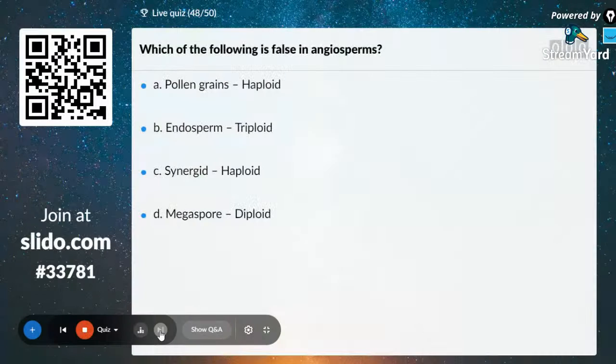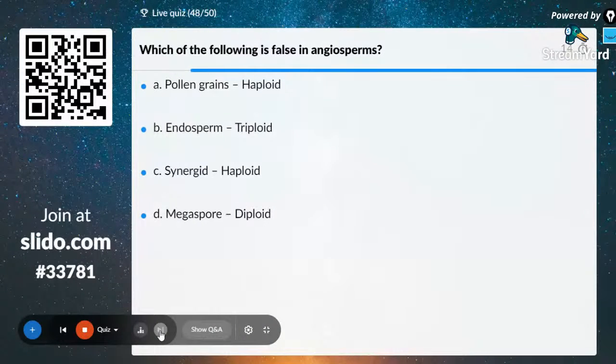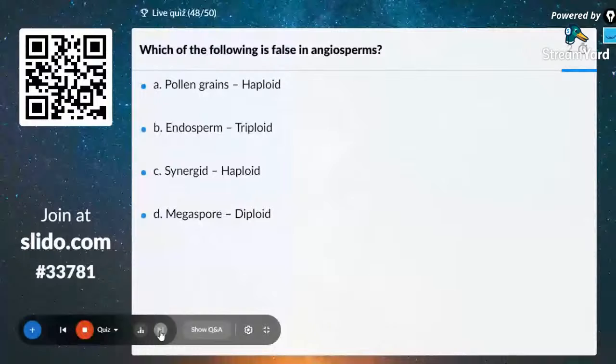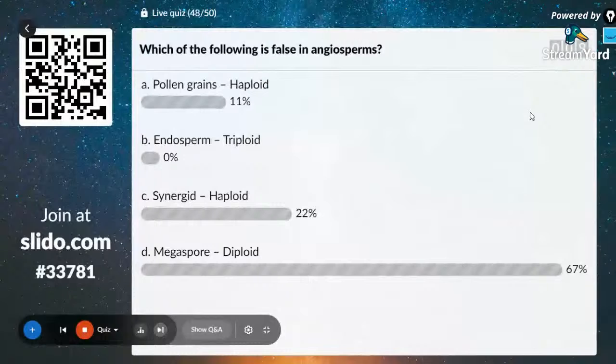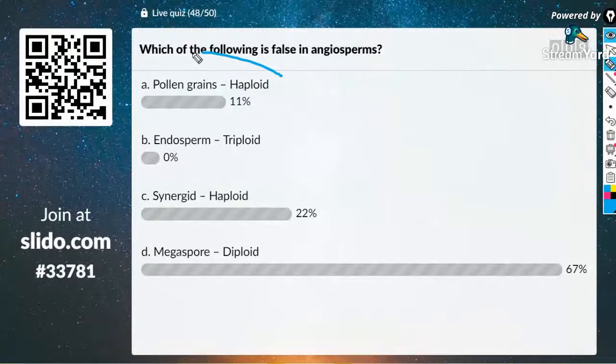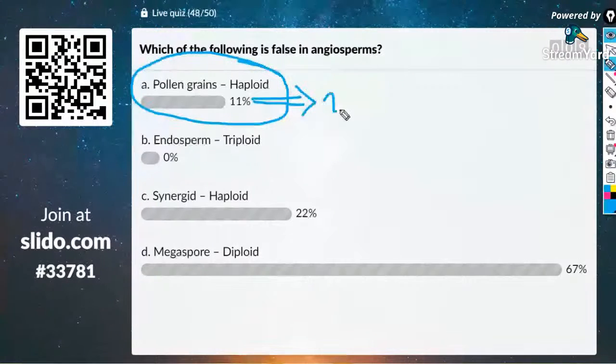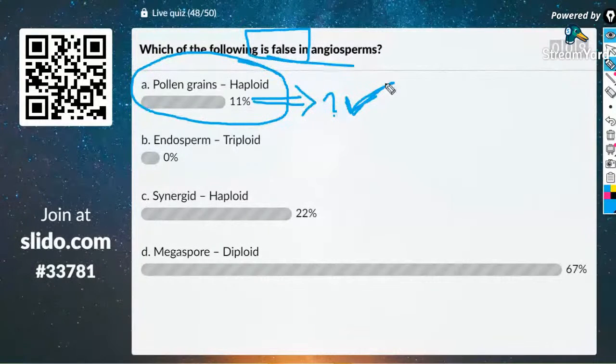Which of the following is false in angiosperms? Pollen grains haploid, endosperm triploid, synergid haploid, megaspore diploid. The pollen grains are always haploid. Endosperm, 3N condition, synergid, haploid. Name a plant having a diploid or a triploid pollen grain. You studied only about haploid chromosome number. So this is a correct statement. They asked which of the following statements is false. Endosperm is always triploid in angiosperms.